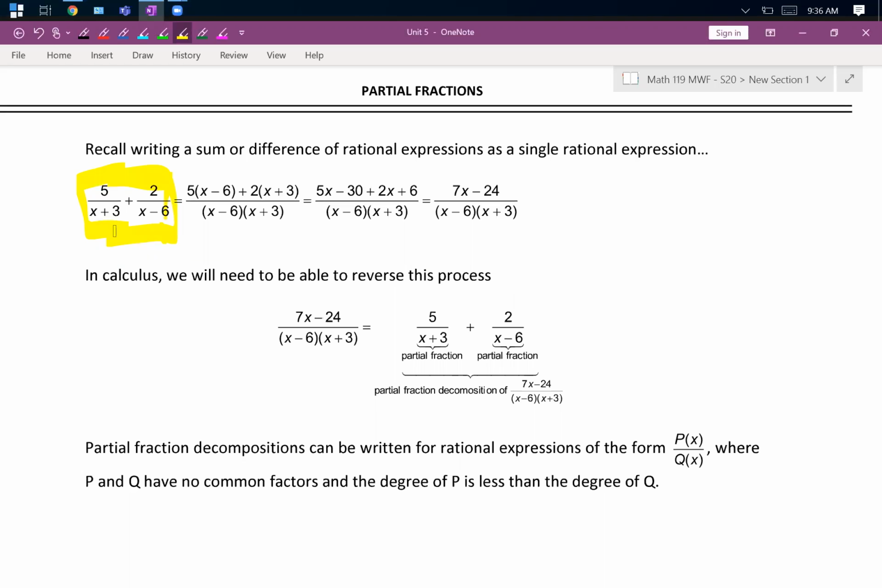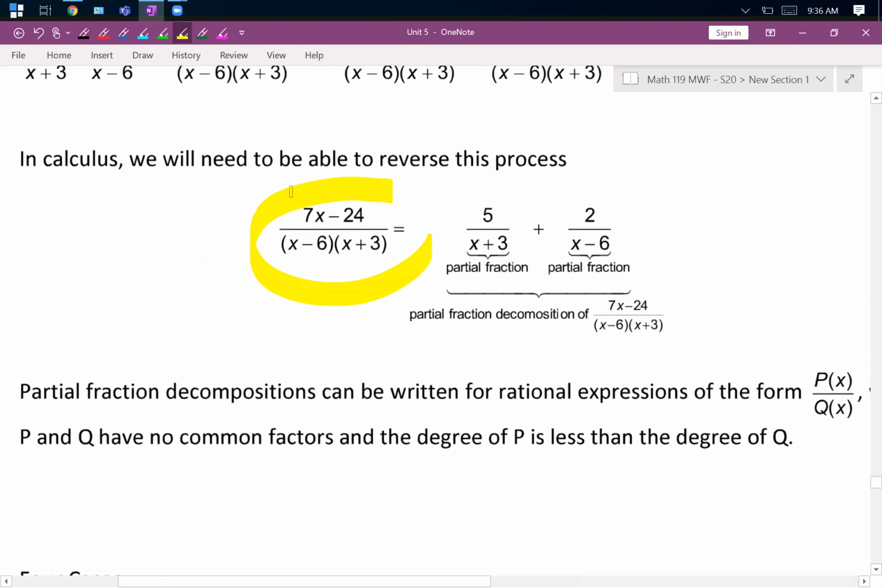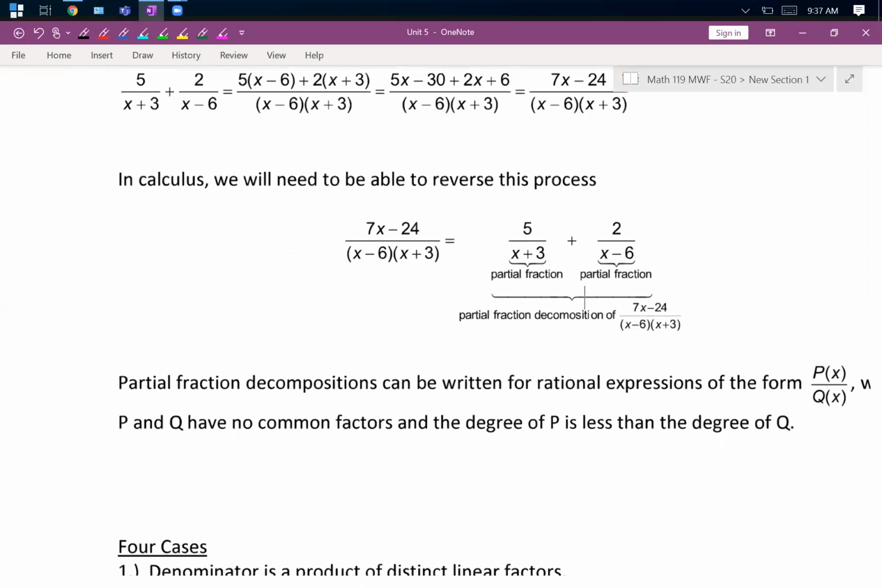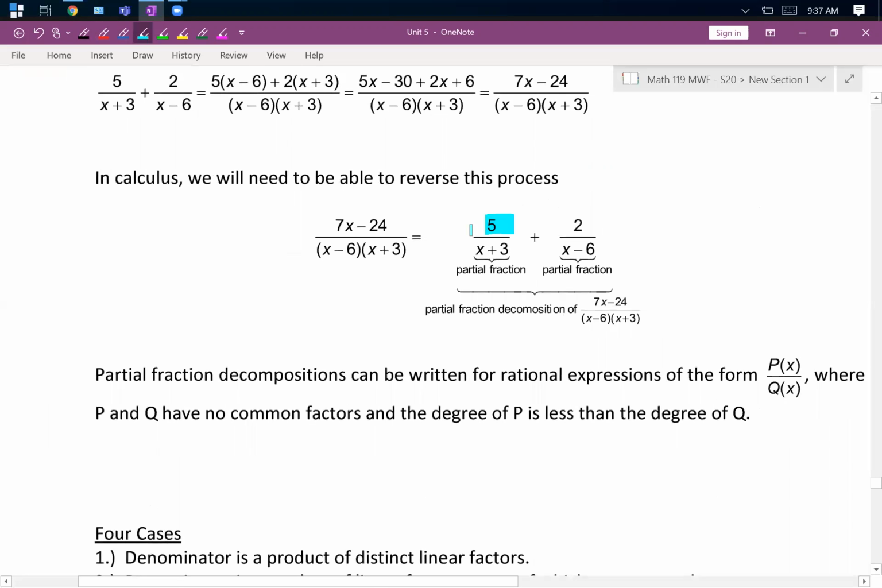Well, in calculus, we need to be able to reverse this process. And this is something we really need for Calc 2, that if we're starting with something that looks like this to do integration, which is what you do for all of Calc 2, it's much easier if you have two simpler fractions than one combined larger fraction. The process of figuring out what two fractions added together are equal to a rational expression is called partial fraction decomposition. Each one of the little fractions is a partial fraction.